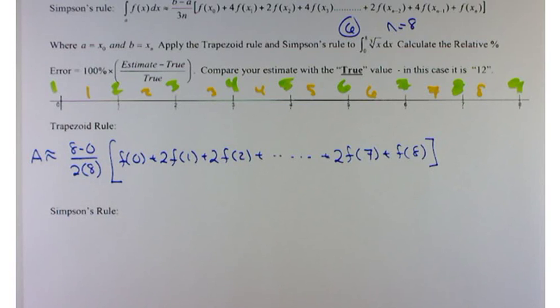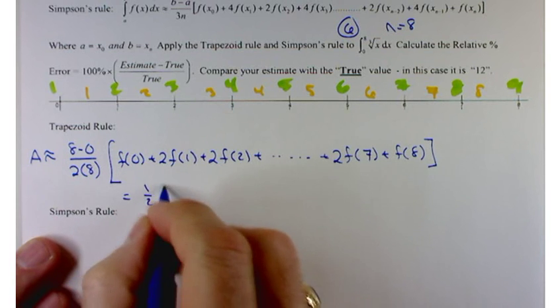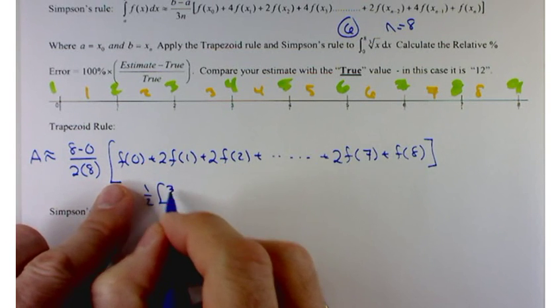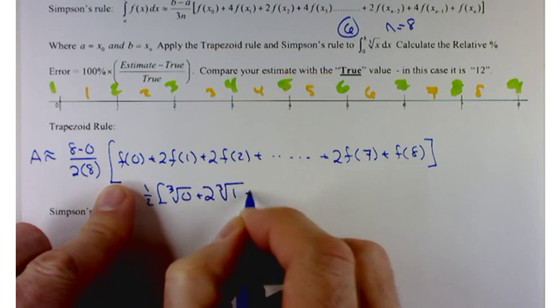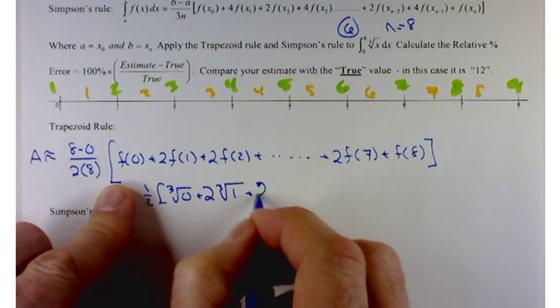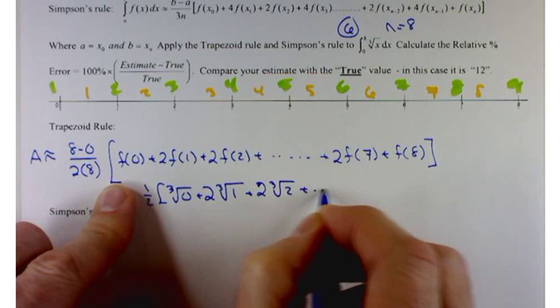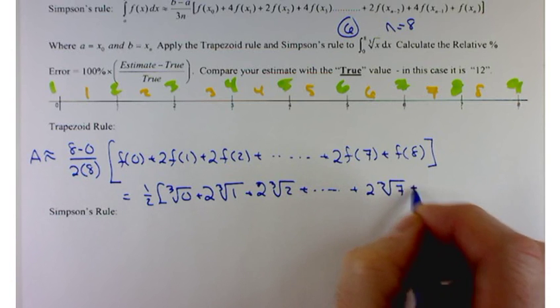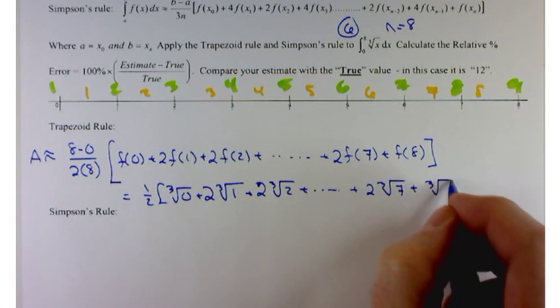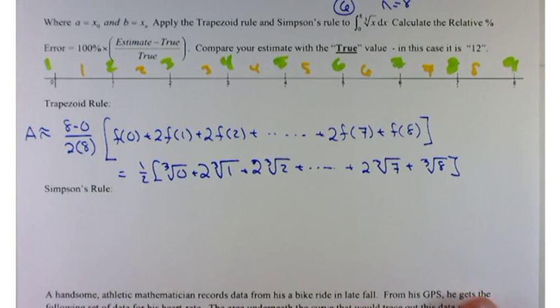Let's see if we can't clean that up a little bit. Out front, this reduces to 1/2. f of 0 is going to be the cube root of 0, plus 2 times the cube root of 1, plus 2 times the cube root of 2, all the way down to 2 times the cube root of 7. And the last one's just going to be plus the cube root of 8. Now, it's a boring calculation when you're stuck doing it by hand, but computers are really well suited for this kind of repetitive, tedious operation.